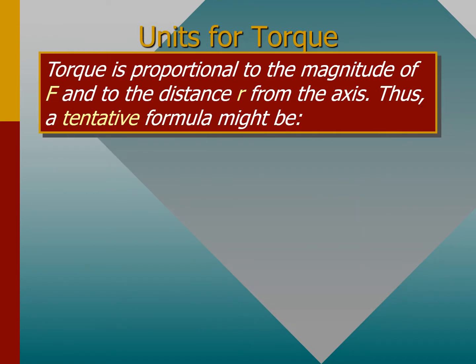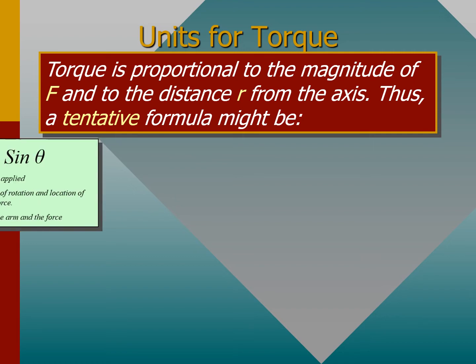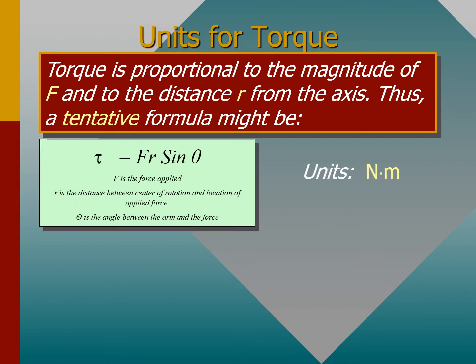Units for torque. Torque is proportional to the magnitude of force and to the distance r from the axis. Thus, a tentative formula might be torque equals F r sine theta, where F is the force applied, r is the distance between the center of rotation and the location of the applied force, and theta is the angle between the arm and the force. Units, of course, are Newton meters.